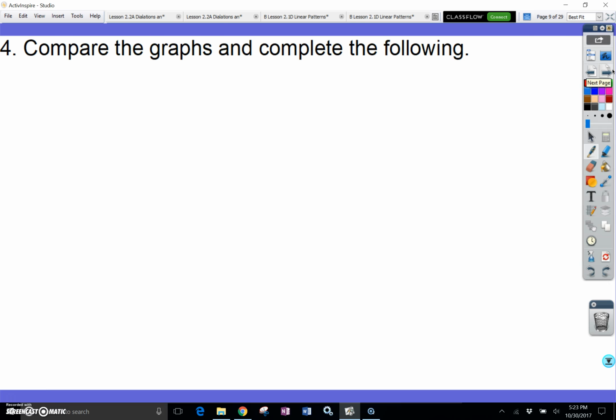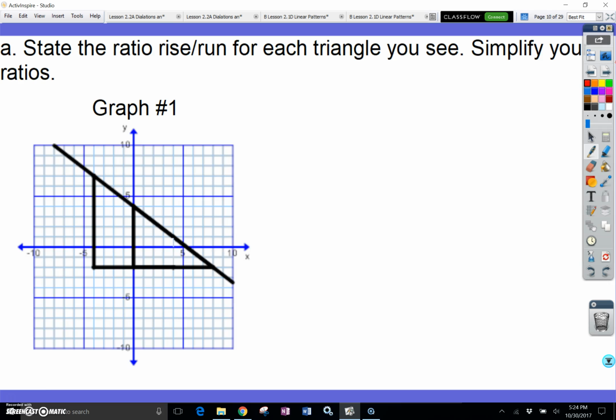Alright, so compare the graphs and complete the following. So, state the ratio of rise over run of each triangle. Simplify your ratios. So, we already know that corresponding sides will be proportional. So what we're going to do is find the rise over run on these, and we're going to see what they equal. Now really quickly, we haven't spent a lot of time on this.